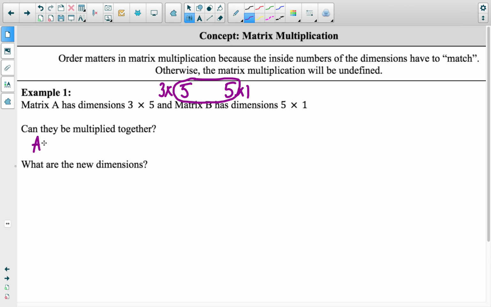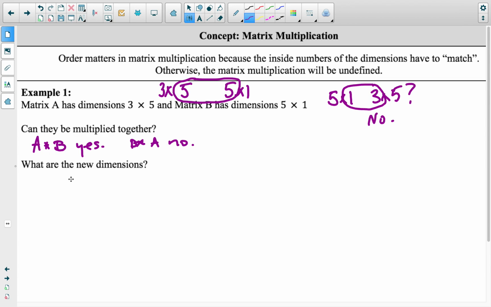So A can be multiplied by B, but what about the opposite? What about if we took matrix B times matrix A? Well, 1 and 3, those do not match, so no. A times B would be yes, B times A would be no.